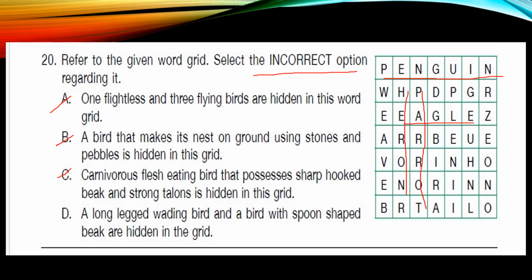Option D. A long-legged wading bird and a bird with spoon-shaped beak are hidden in the grid. This bird is a spoonbill. So our answer is option D because this statement is incorrect.